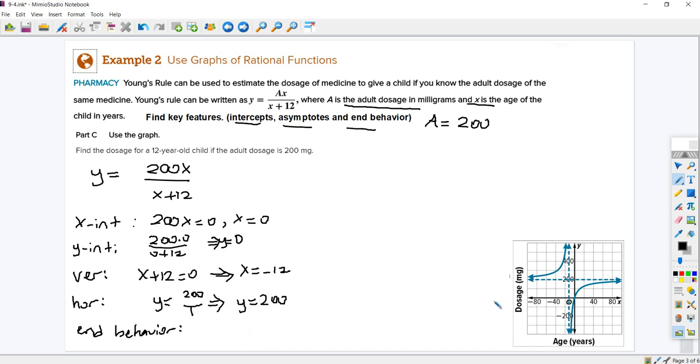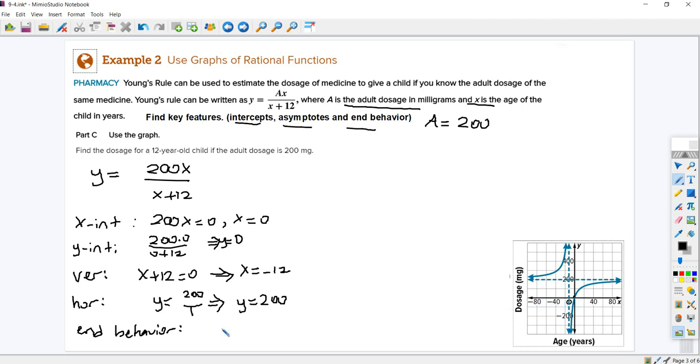That's it. Let's verify all four pieces of information from the graph. The horizontal asymptote, as you see, is 200 here, a horizontal line. The vertical asymptote is negative 12 right here. You see the branches are never crossing, and we have our butterfly here, the graph. X-intercept, we said 0. Y-intercept, we also said 0. It's right here at the origin. It might be something different next time.